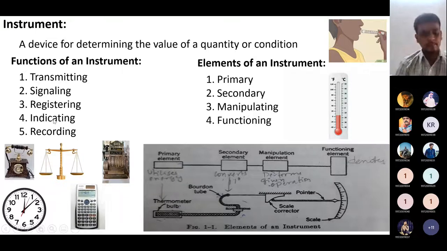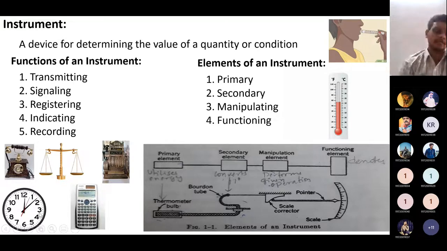The next one is the indicating type of instrument. This indicating type of instrument only indicates the value at a certain time. If you look at the next point of time, that indication will not be there. There is no record of that particular value at that particular time. The best example is a wall clock. If you see just now, the time is 12:08. After 1 minute, this 12:08 will not be visible. Only 12:09, 12:10, 12:15, 16, 17, 18, like this will be visible.